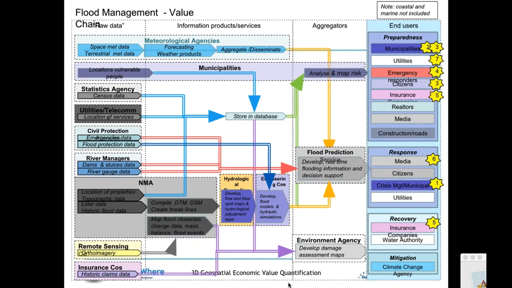So this particular value chain was for flood management. And on the left-hand side, you can see we have raw data. We then have information, products and services being produced from that raw data, aggregators and what we might call value-added intermediaries in the third area. And then on the right-hand side, we have a variety of end users. What you can hopefully see as well is these small yellow stars. These were ones that we put onto the board to indicate where we thought the maximum value of 3D for flood management would actually occur.